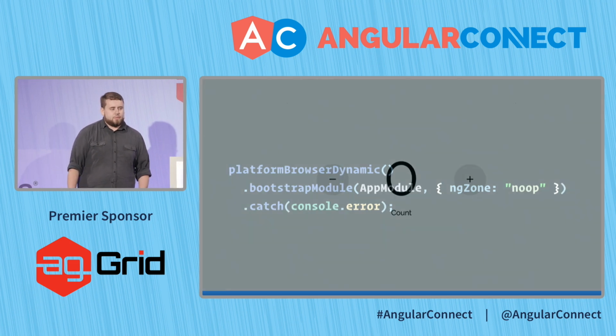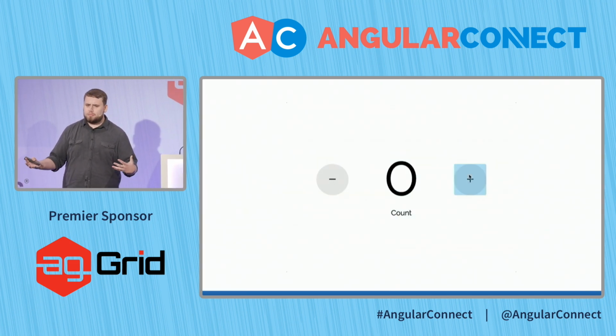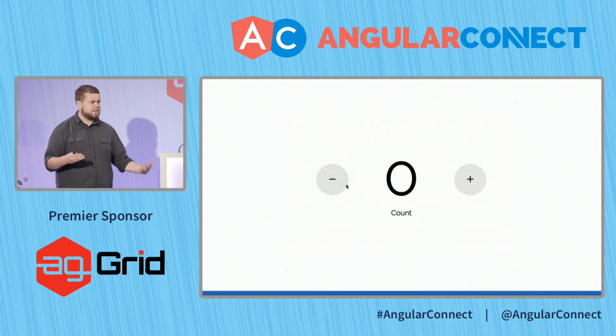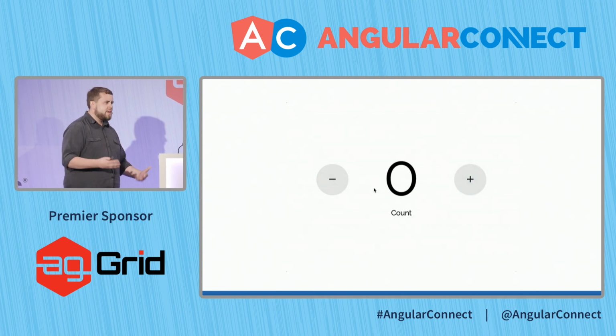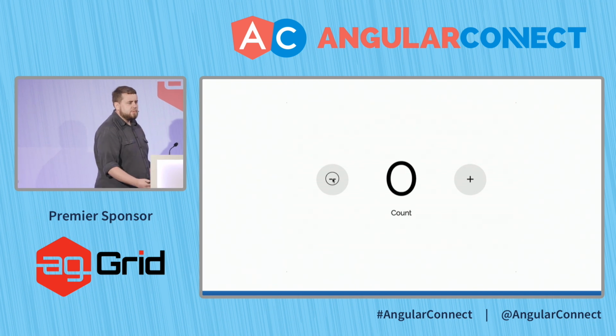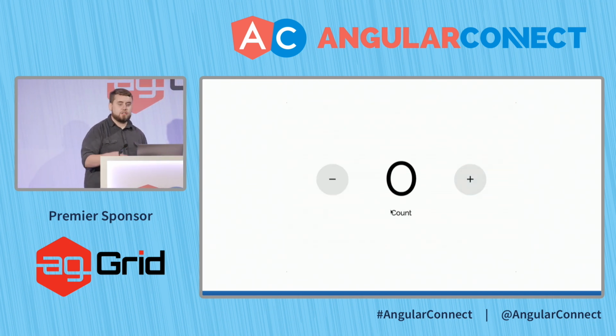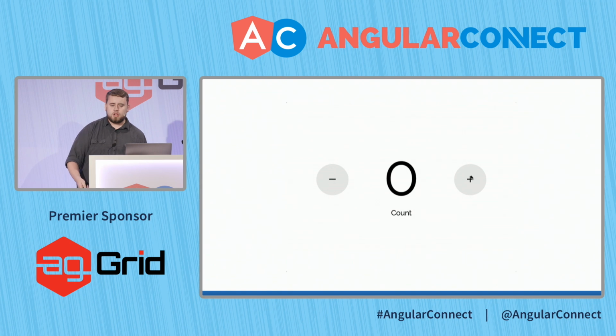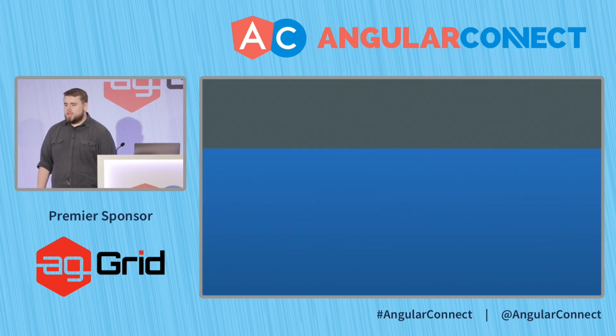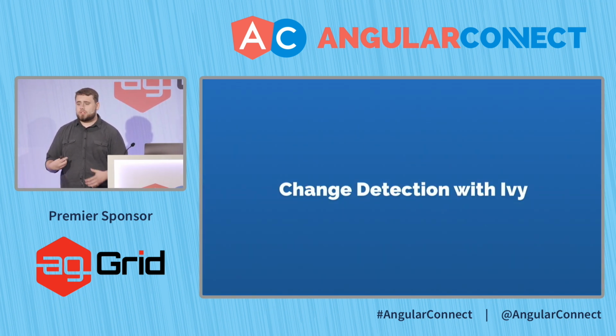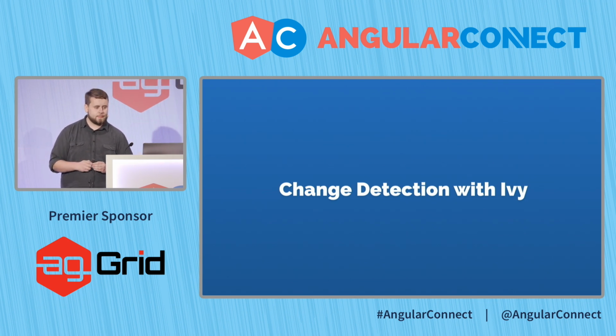Once I've done that, we can see the application has booted up, but when the user interacts with it, nothing is happening. Well, this makes sense. Since we haven't included zones anymore, there's nothing telling Angular when to run change detection. So that brings us to the first bit of Ivy API that we're going to use. We're going to use new change detection APIs that come with Ivy to try and trigger this.